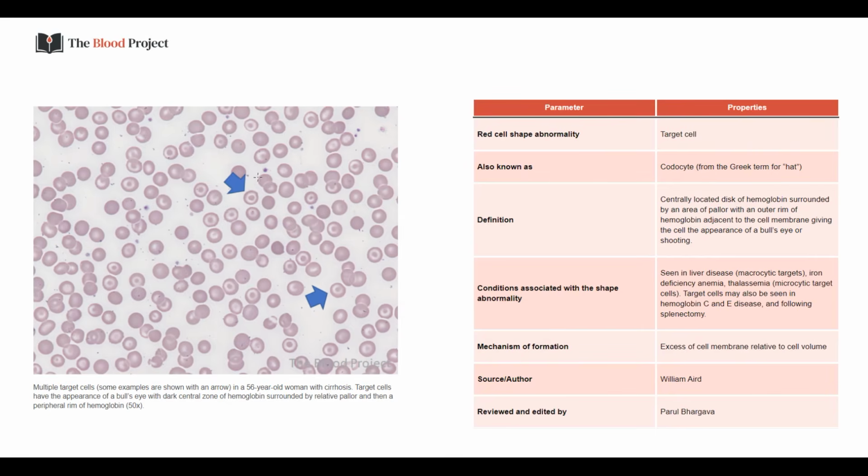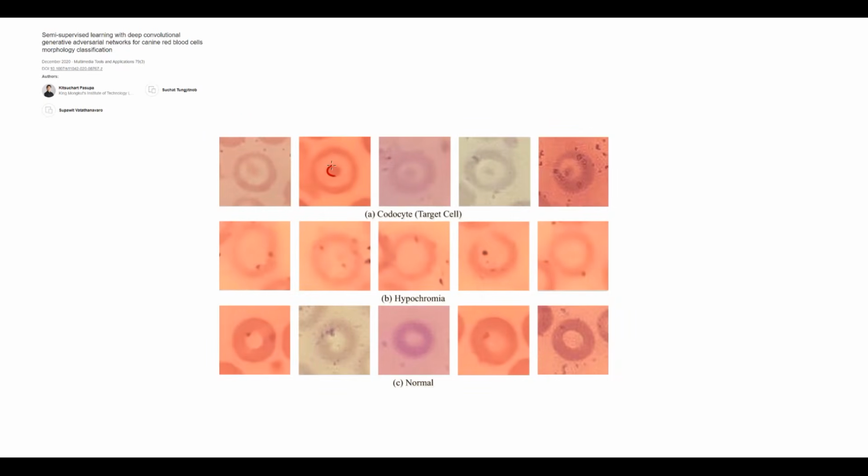More? On this image, we can see target cells, and we have to know that the second name for target cells is podocytes. Here we can compare target cells with normal cells. As we see, target cells in the center have increased intensity, which is caused by local accumulation of hemoglobin. And normally, hemoglobin is distributed in the peripheral regions of red blood cells.